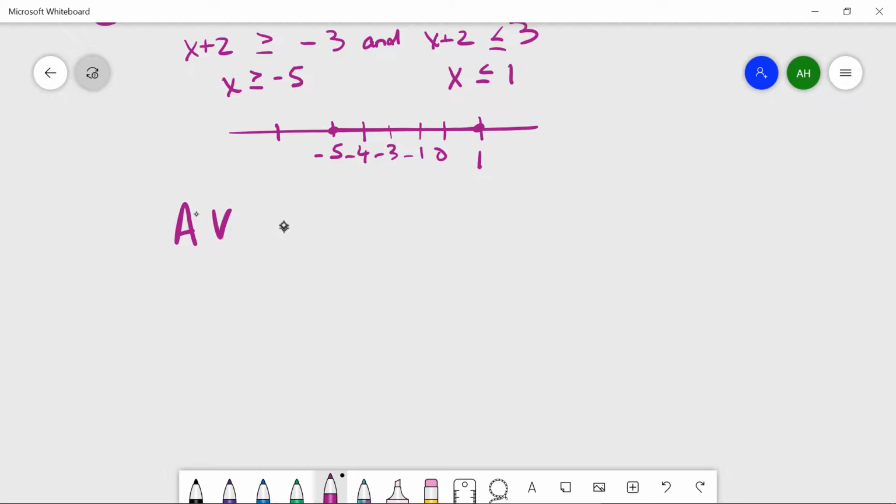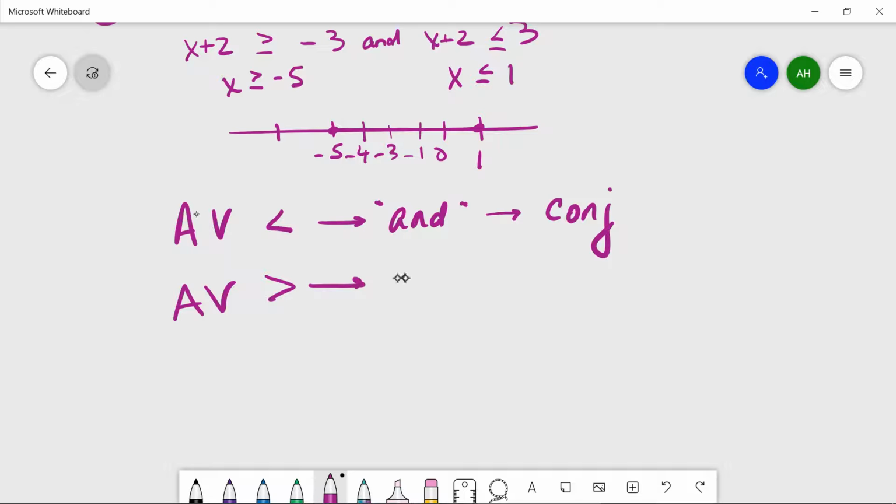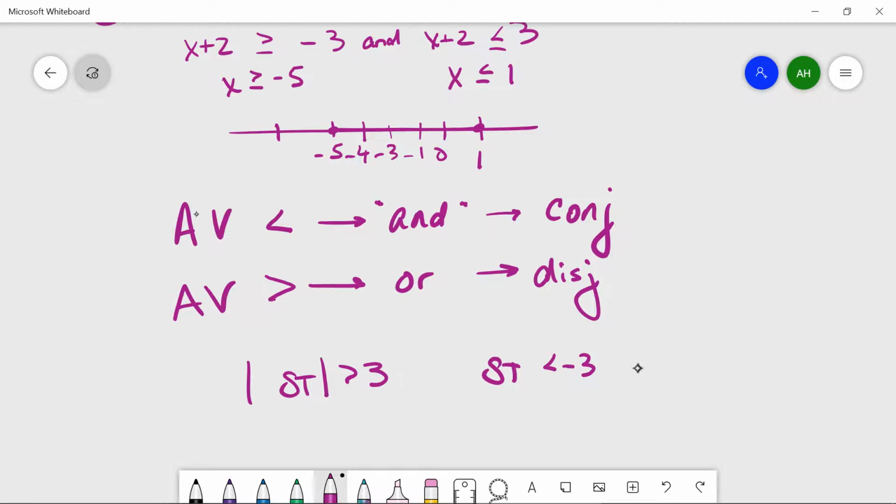Notice this: when we have that absolute value is less than, that's going to result in an "and," a conjunction. When we have the absolute value is greater than, that's going to give us an "or" situation, or a disjunction. So if I have the absolute value of something is greater than 3, that something is going to be less than -3, or that something is going to be greater than 3.